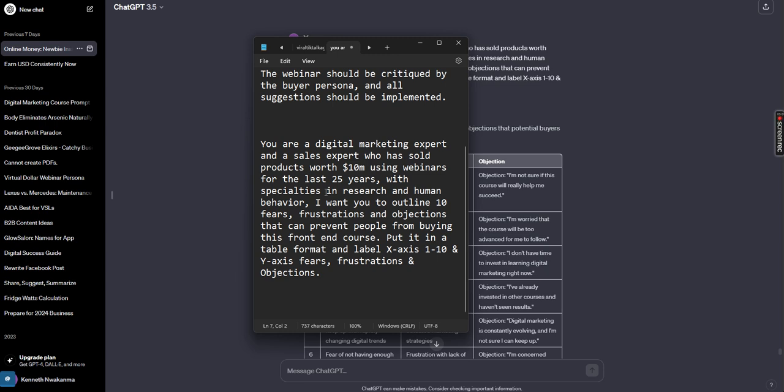Now, put it in a table format. Label x-axis 1 to 10 and y-axis fears, frustration, and objections. Now, what I'm doing is this. I want to understand, okay, I have the course ready. Now, I want to shoot a webinar. What do I tell people, or what are the fears people have? What are the objections people have that will prevent them from buying the course?